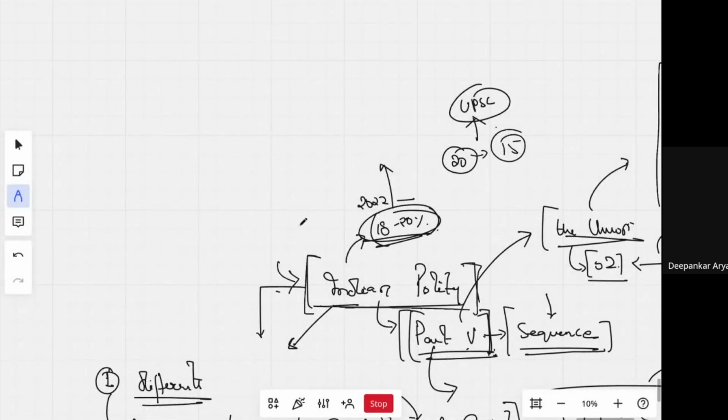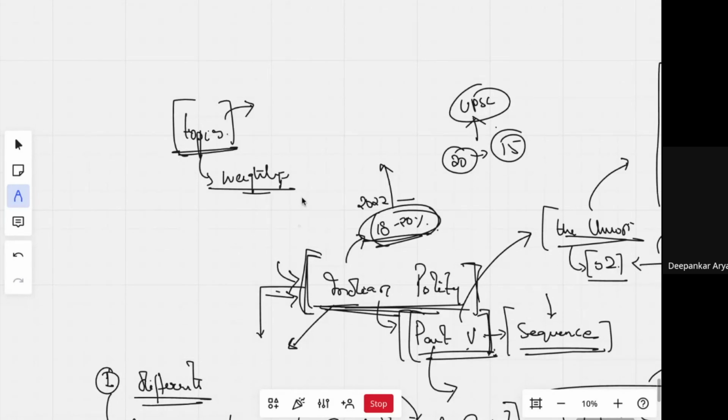The third part is we have already added the question paper for Indian polity. So just look at the questions and see what topics are there and from which topics questions are asked, so that you can understand the weightage part.